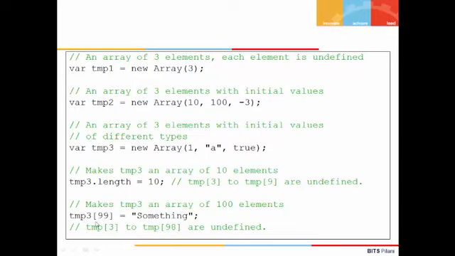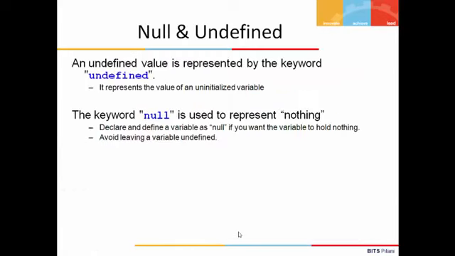So you can make temp3 of 99 is equal to something, so that will extend the array much larger, add something to the 99th element place, and anything between 3 and 98 will still be undefined. So what is this null and undefined? Any value which is not defined, which is not initialized, we define it as undefined, whereas null represents absolute nothing, it's a void.